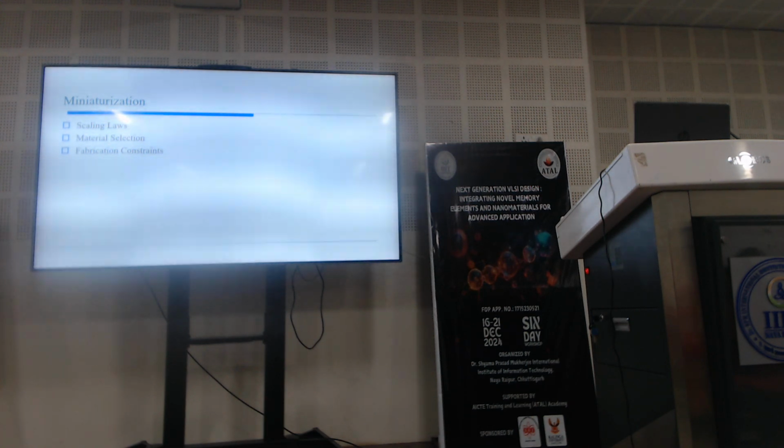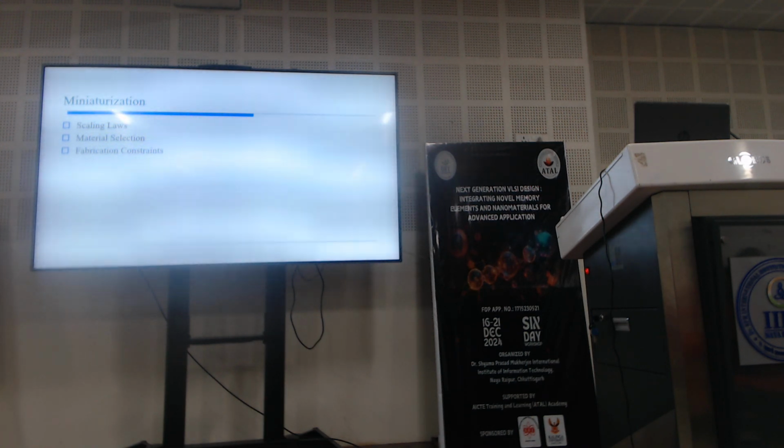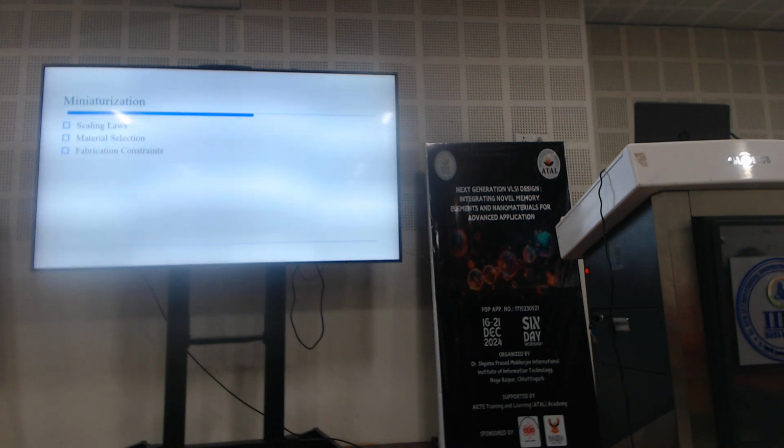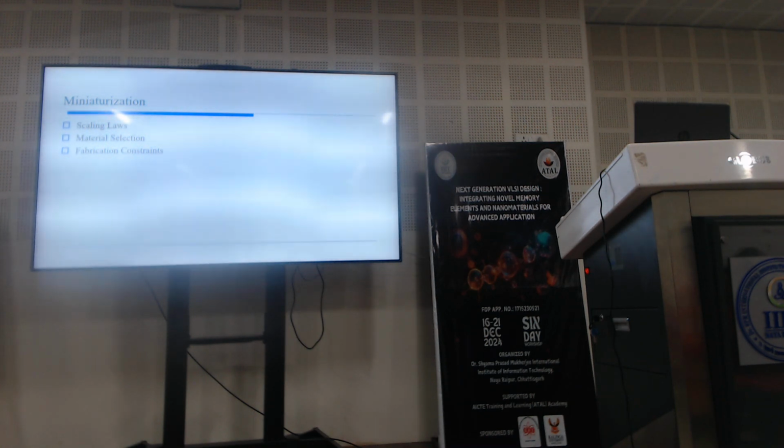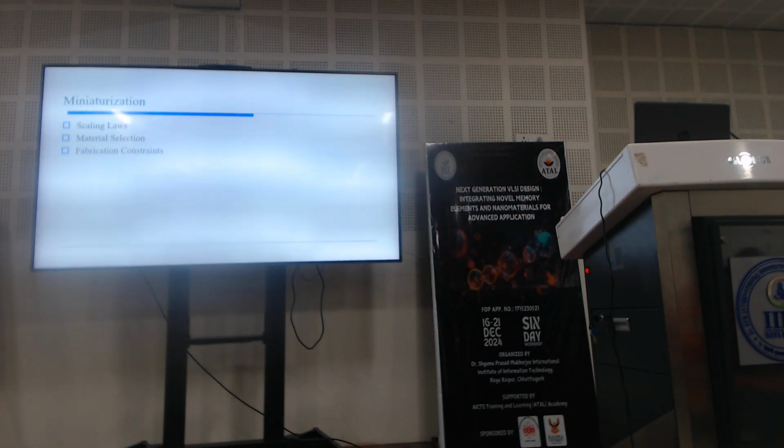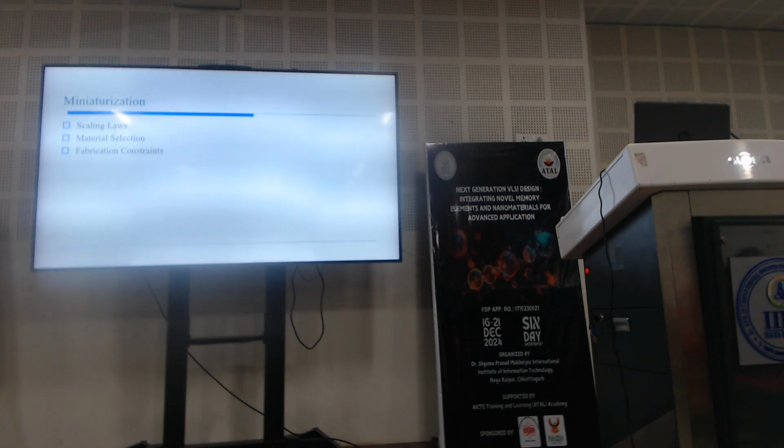For example, the node: the fabrication node value for micro is a minimum of 5 nanometer that we have to maintain. But after fabrication, it could be 5 nanometer or 4 nanometer or 3 nanometer, we don't know. Again, we have to redo things. If we follow these things, we are the best researchers.